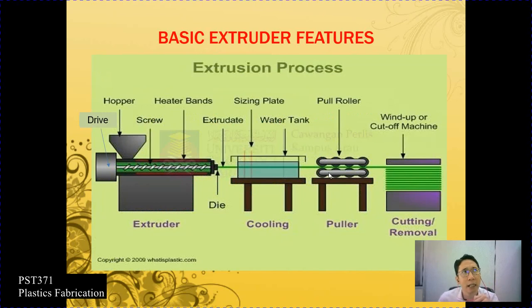I think in our labs we do have extrusion blow films. Okay, extrusion process. So it goes up to the winder and the cutting devices. This is also the extrusion process that I mentioned earlier. You have an extruder part, and then you have a cooling part, and then you have a puller, and finally the cutting and the removal area.